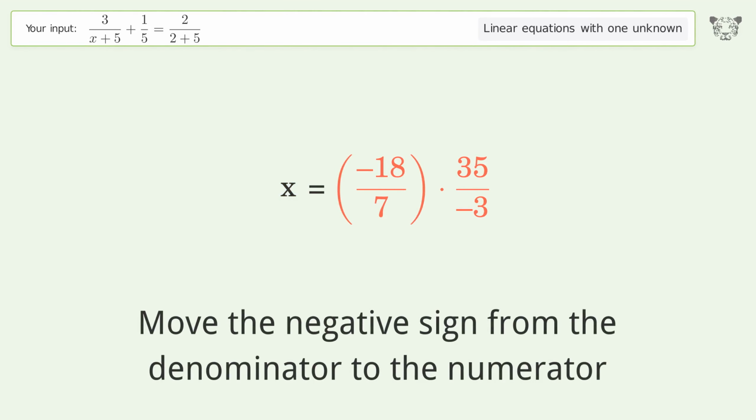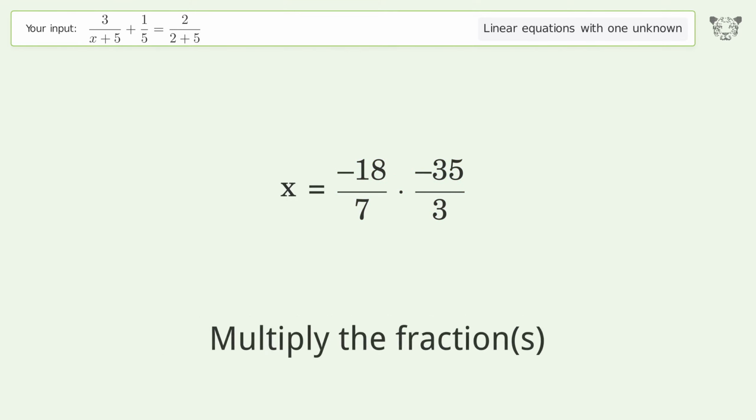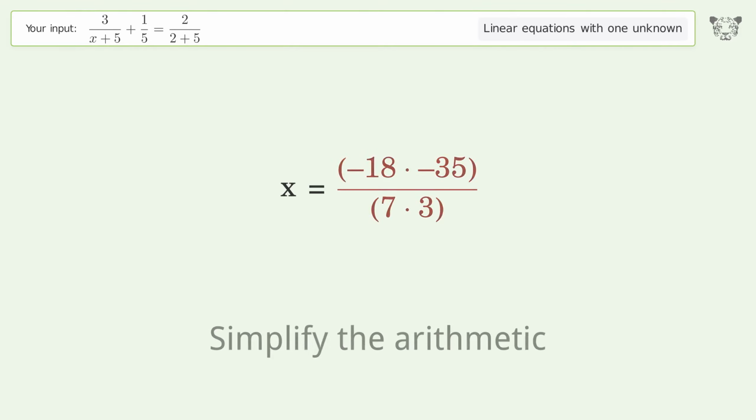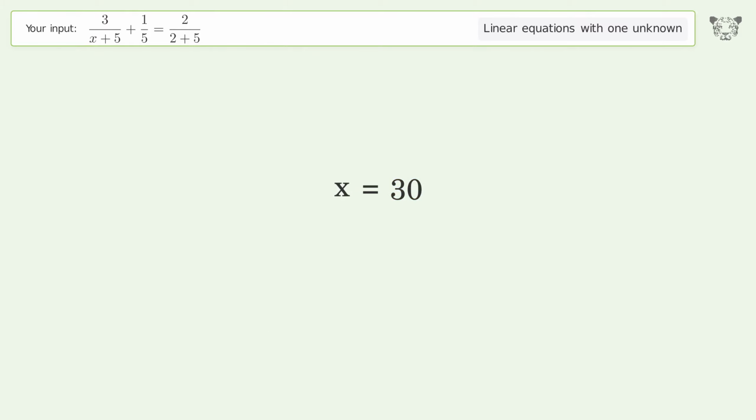Move the negative sign from the denominator to the numerator. Multiply the fractions. Simplify the arithmetic. And so the final result is x equals 30.